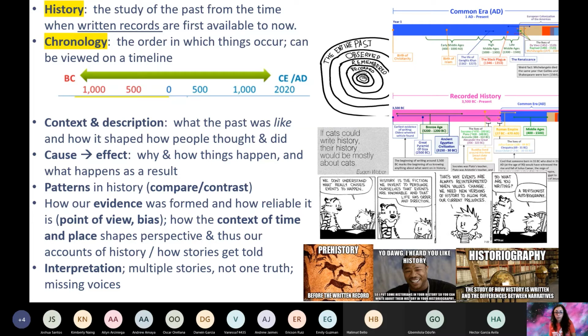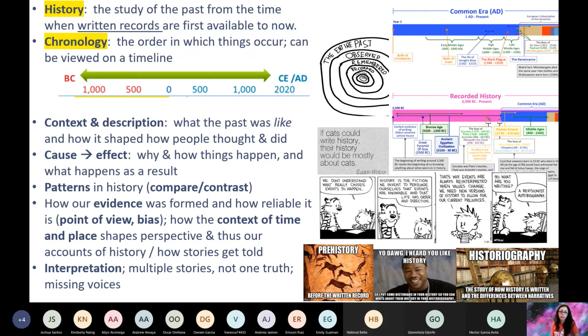But that's not all, because history is not a science. We don't have precise evidence. We can't go out and measure history with an objective device. So we also have to be interested in where our evidence is coming from, how our evidence was made, how reliable it is, based on the points of view and the biases and the context of the time and the place, and how all of those things shape the perspective of whoever is leaving us written evidence, and therefore our accounts of history, and therefore how different stories get told. We'll go more into that in just a second.